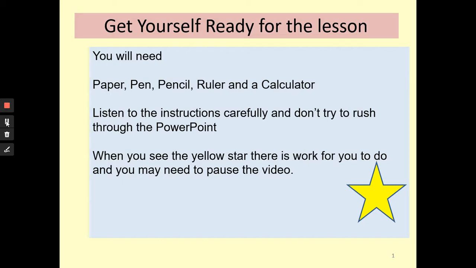As you're going through the video lesson, it's really important not to rush. If you feel you would like to make notes from a slide, just pause the video when you want to. However, when you see the yellow star on a slide, this means there's going to be work for you to do, and you will probably need to pause the video to give yourself enough time. This lesson is designed to take approximately 45 minutes, and that includes the time whilst you've got the video paused. So I don't really want you to take any more than 45 minutes.